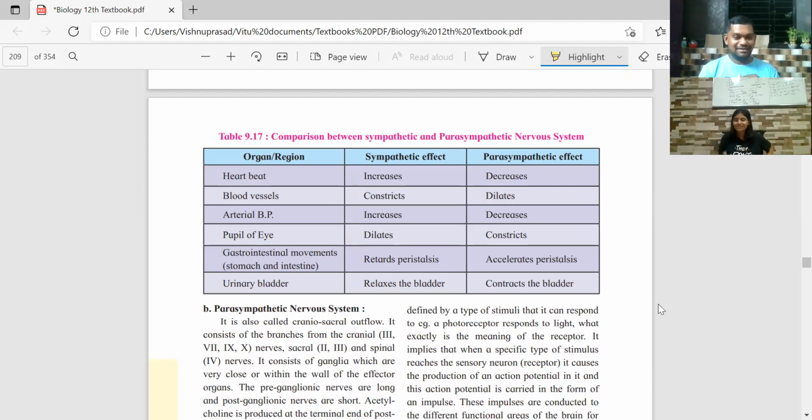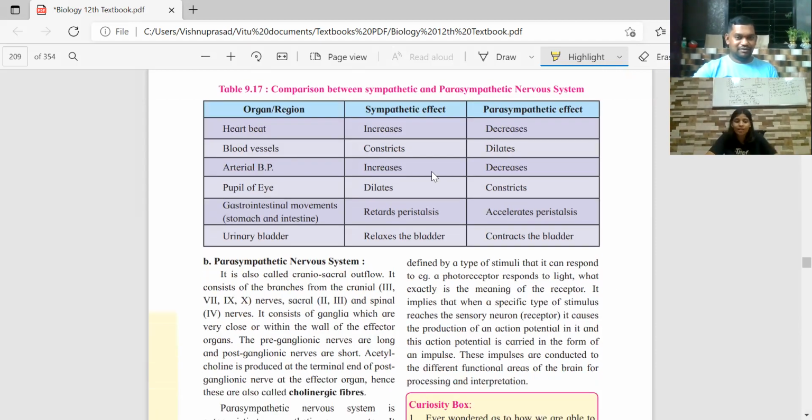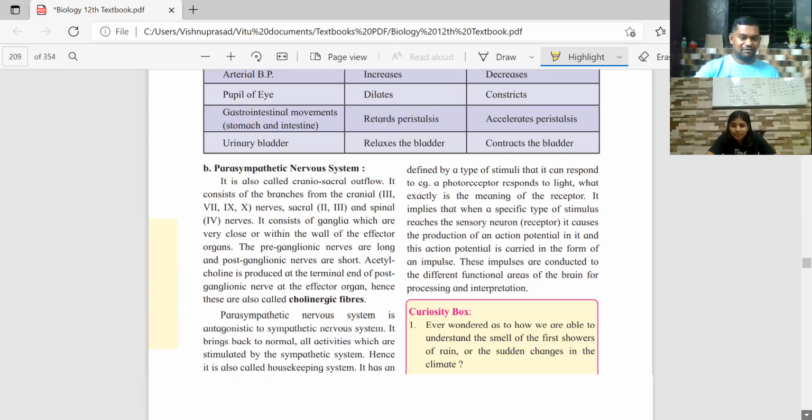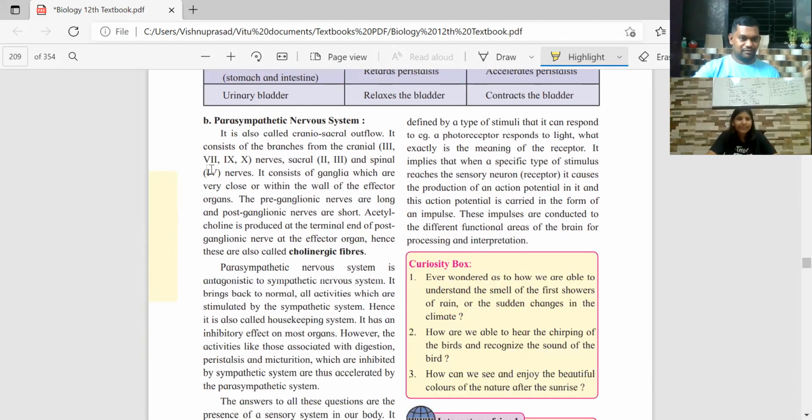So imagine a situation when you are suddenly very scared. You get that feeling, your hands and feet go cold. That is because of adrenaline. That is about the sympathetic nervous system. Clear about this?